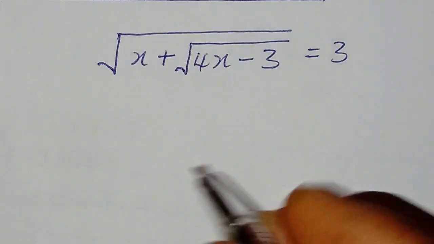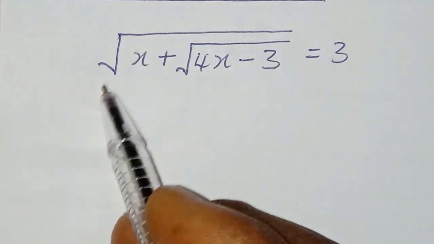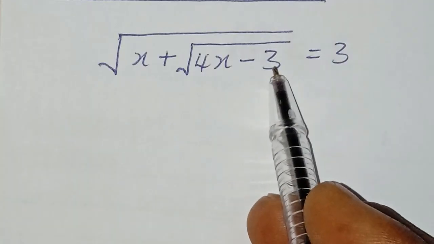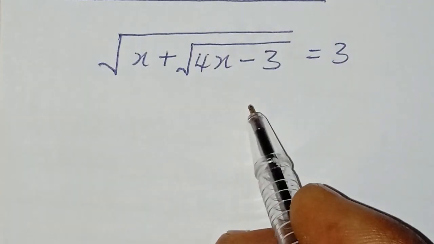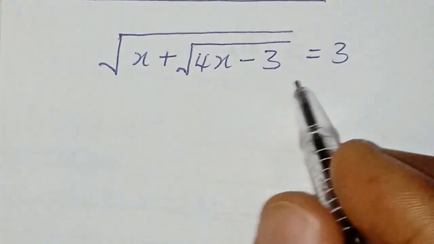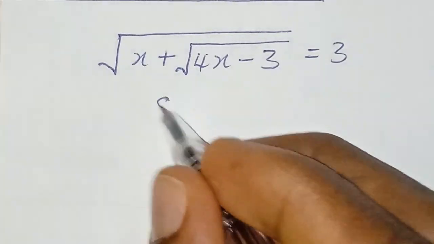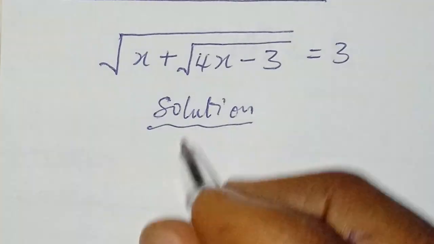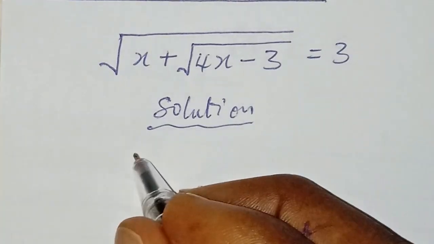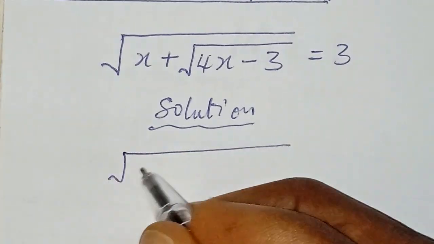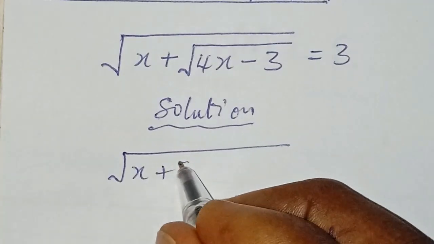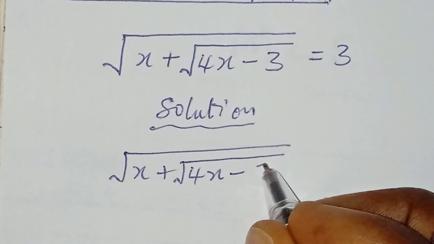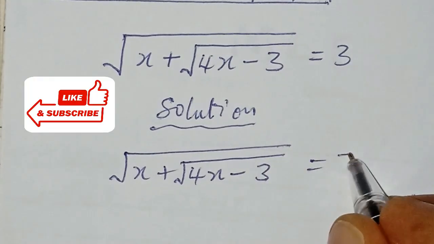So from this expression, we have the square root of x plus the square root of 4x minus 3 all equal to 3. Now, solution. We have from our question the square root of x plus the square root of 4x minus 3 equal to 3.